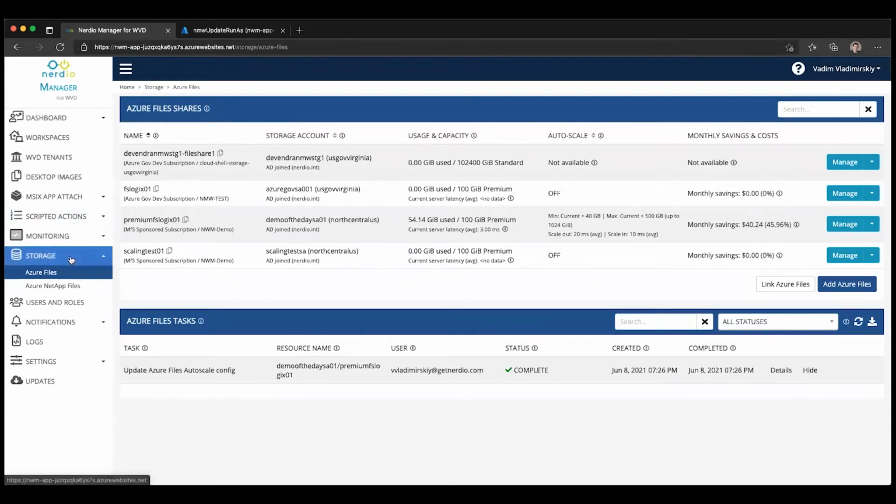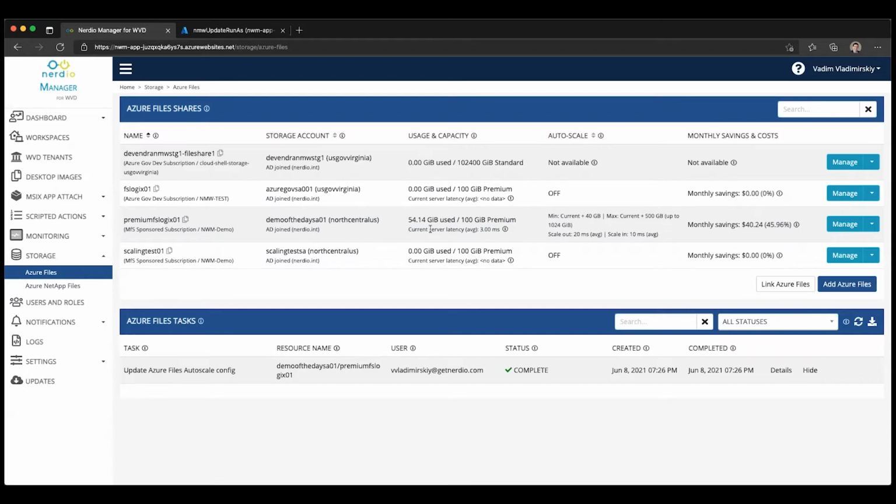So we'll navigate to the Storage Azure Files tab, and we can see I have several Azure file shares in this demo environment. One in particular that has autoscaling enabled is called Premium FS Logics. And we can see that over the last month, we've saved $40, which is about 45-46% of our peak capacity. Now, if we wanted to really understand what's going on with this particular file share?